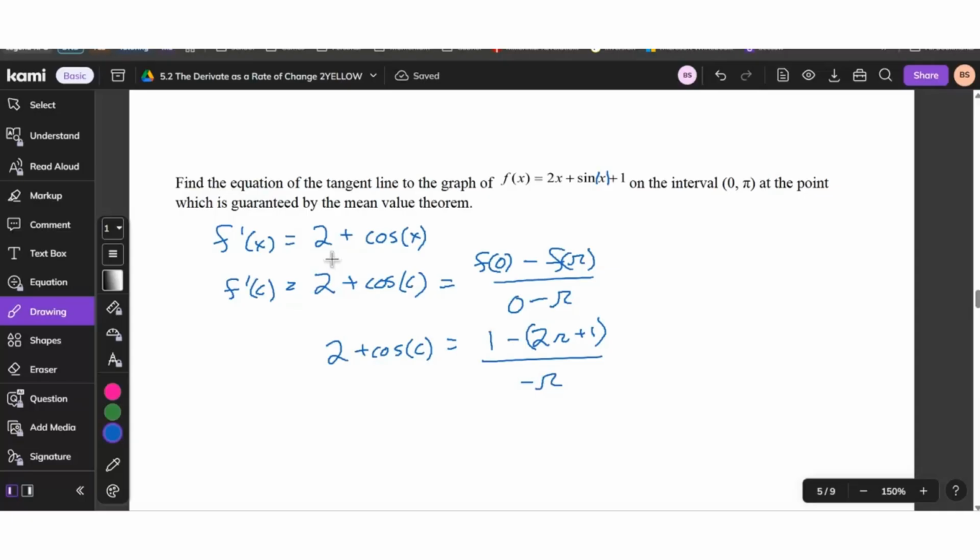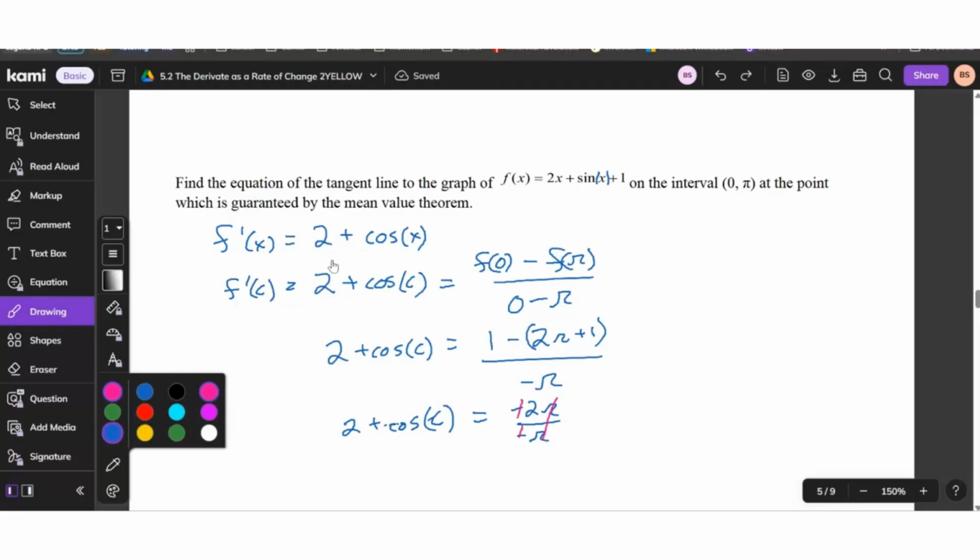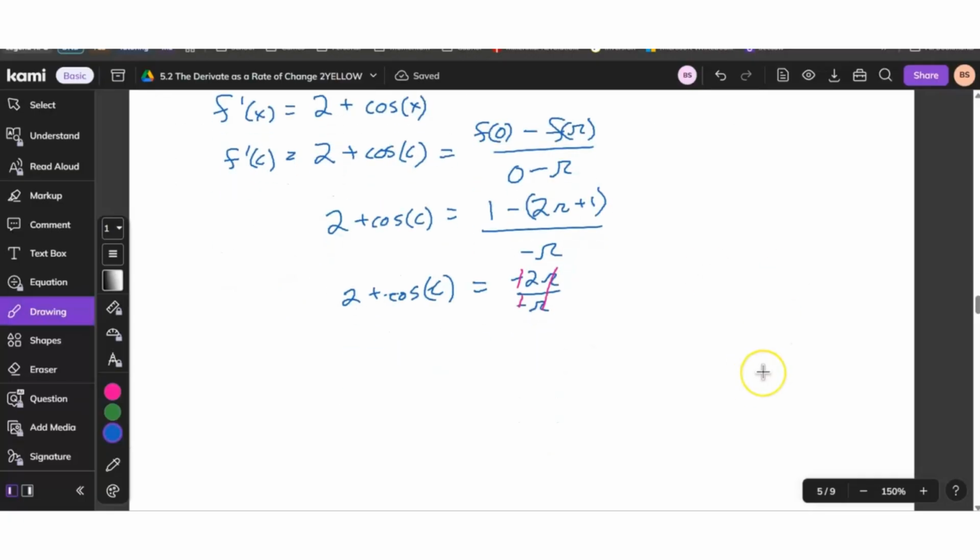Well, it's kind of ugly, but we can work that out. The nice thing is here, what happens to these 1s? They cancel out. Exactly. 1 minus 1 goes away, so we're going to get negative 2 pi over negative pi, which means my negatives cancel, my pi's cancel. And so I get 2 plus the cosine of c is going to be just equal to 2.